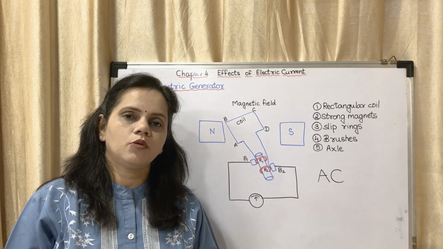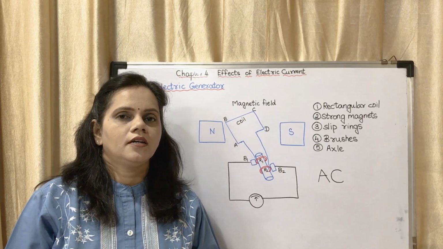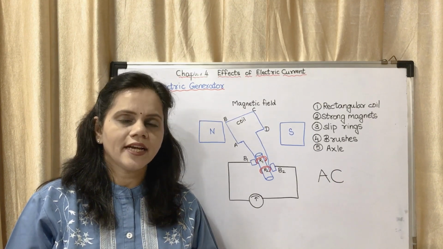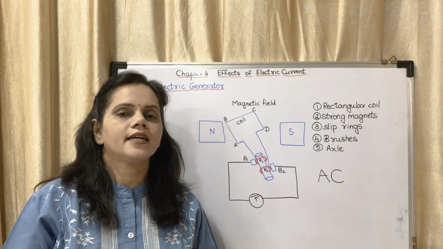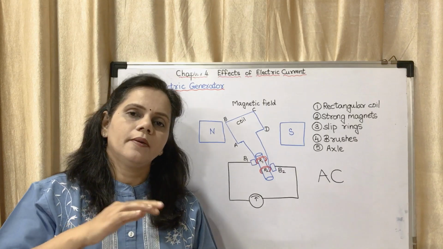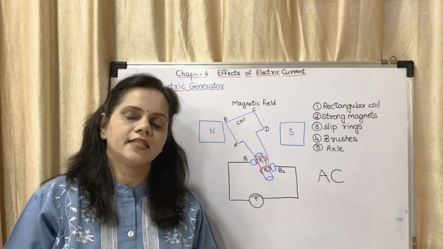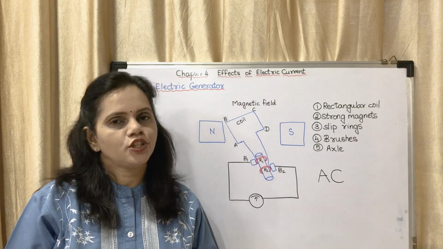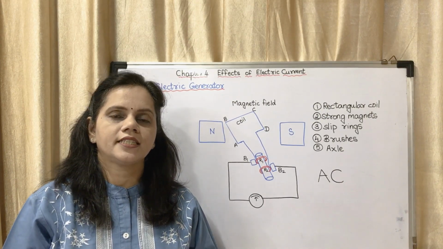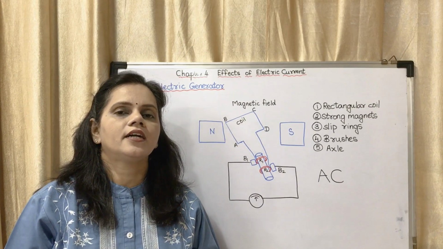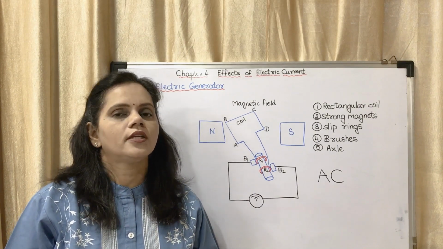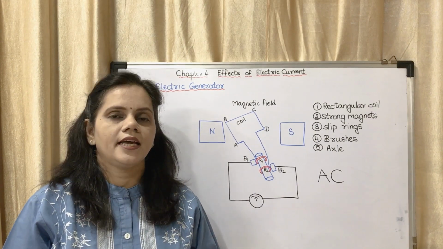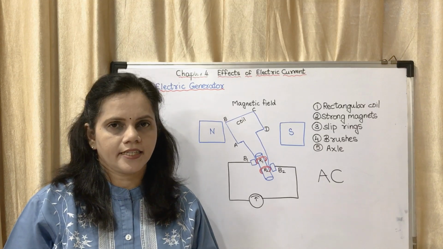What is an electric motor? An electric motor is a machine, a device which converts electrical energy into mechanical energy, and an electric generator is a device which converts mechanical energy into electrical energy. So electrical energy is produced. There are two types of current, so there are two types of generators, AC generator and DC generator.